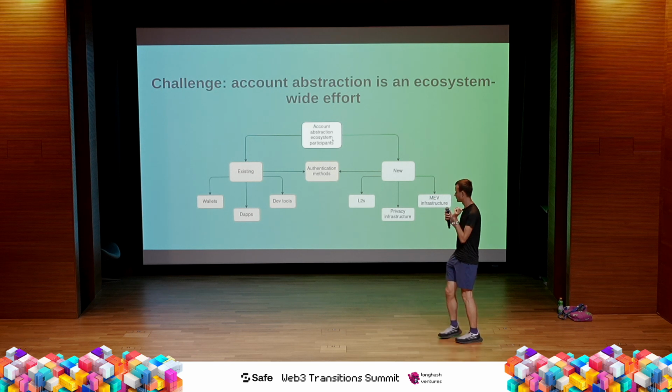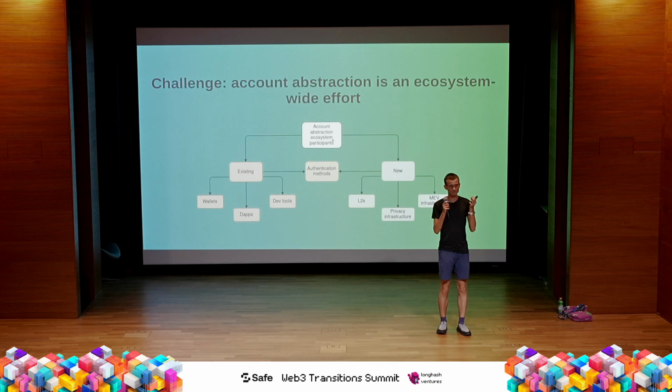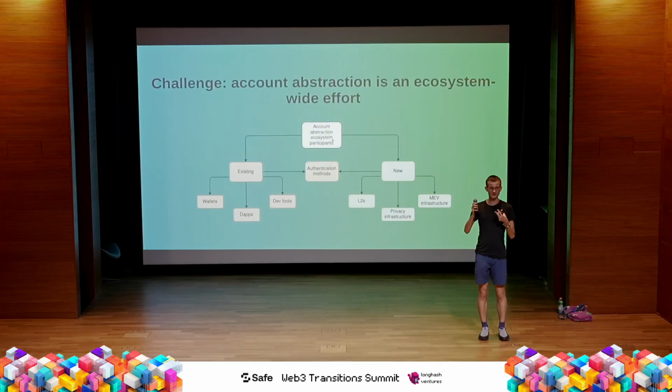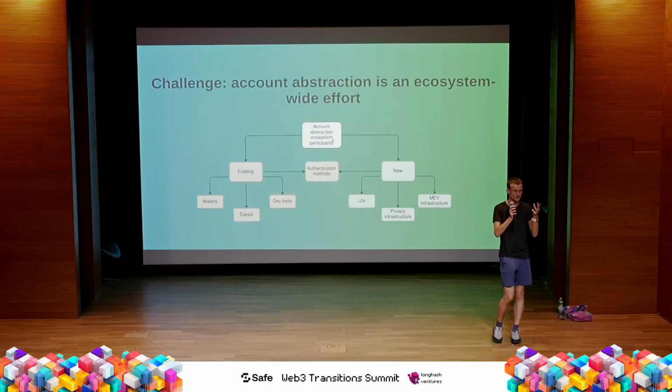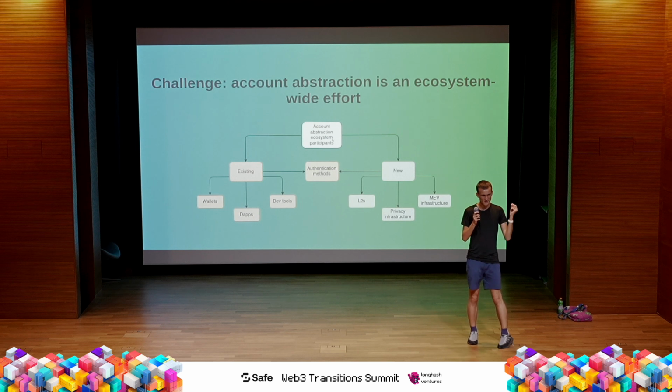Now, challenge of account abstraction. Account abstraction is an ecosystem-wide effort. To really properly implement account abstraction and make it work for users, there's a whole bunch of different participants that need to worry about it and change things and make sure that they're handling the transition well, right? So I group these into two categories, existing and new.